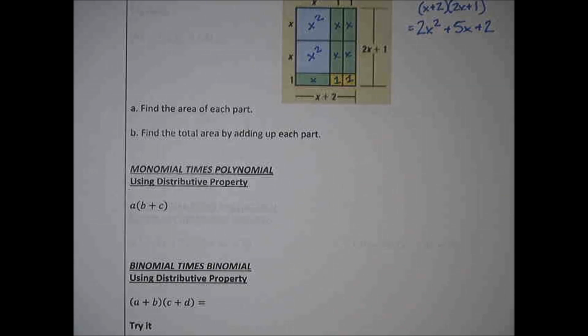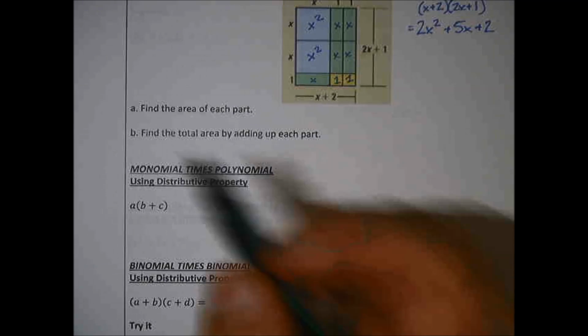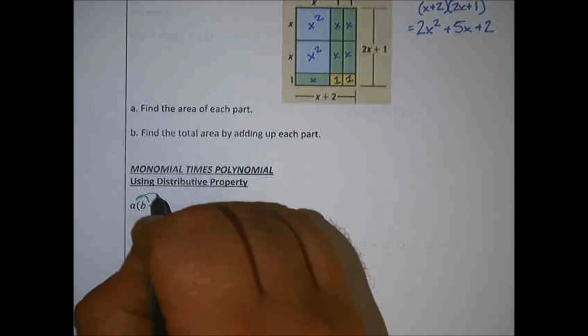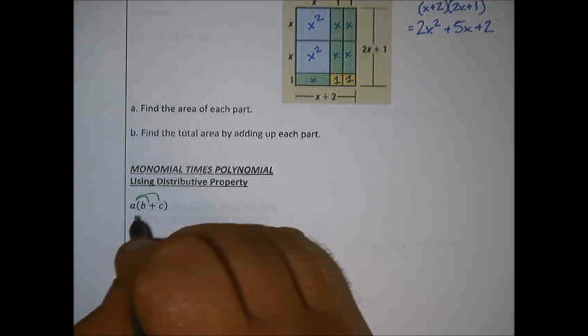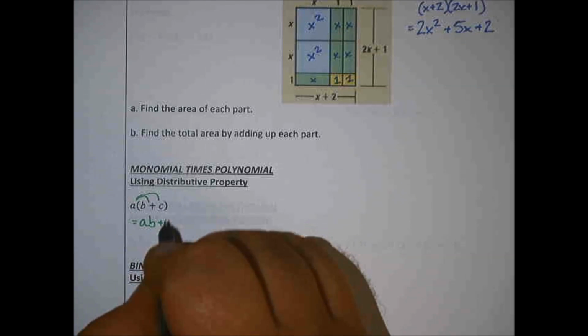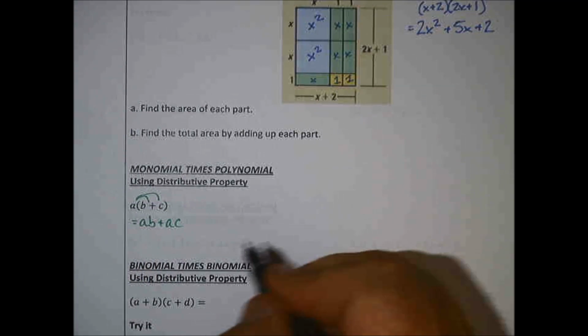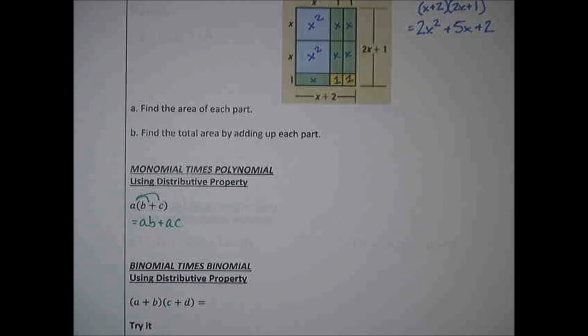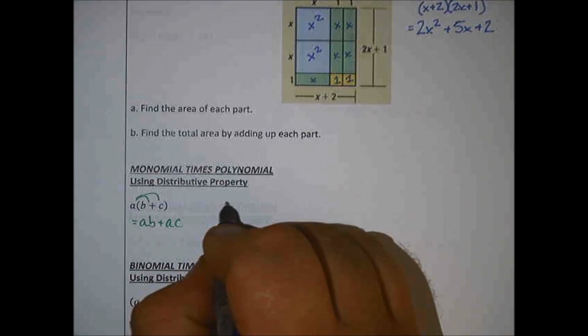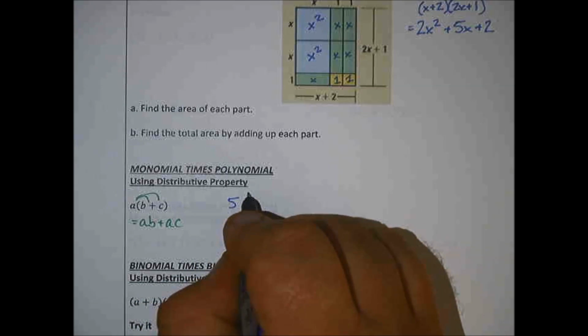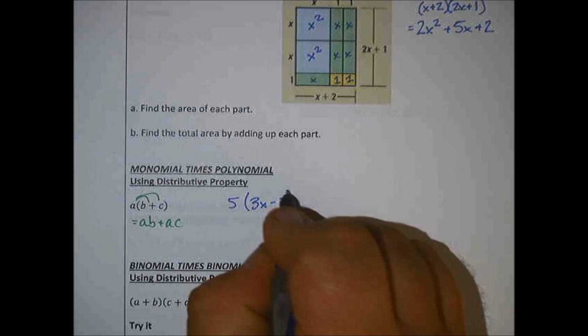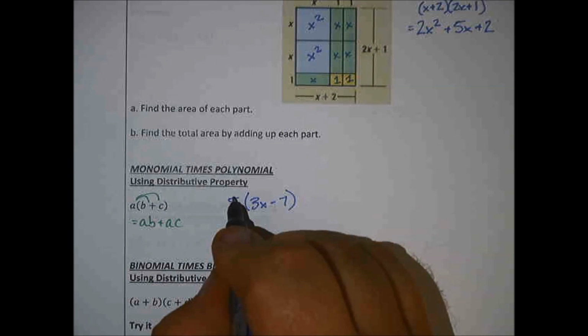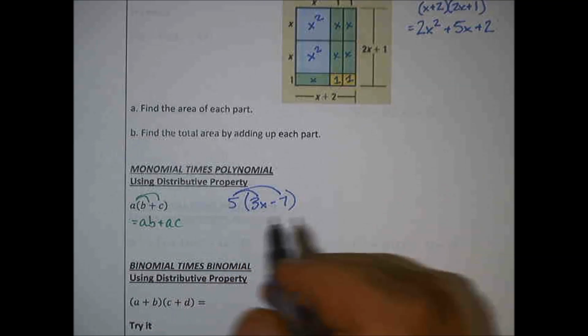It says a monomial times a polynomial. All right, it says here to use distributive property. Well, that's what we're going to be doing, and that's what we've done in the past. Multiply that by both those things. So we get a times b plus a times c. I know it's kind of tough to look at using just letters here, so let's go ahead and look at an actual example. Let's say we had 5 times 3x minus 7. All right, all I do is I go 5 times 3 and 5 times negative 7.